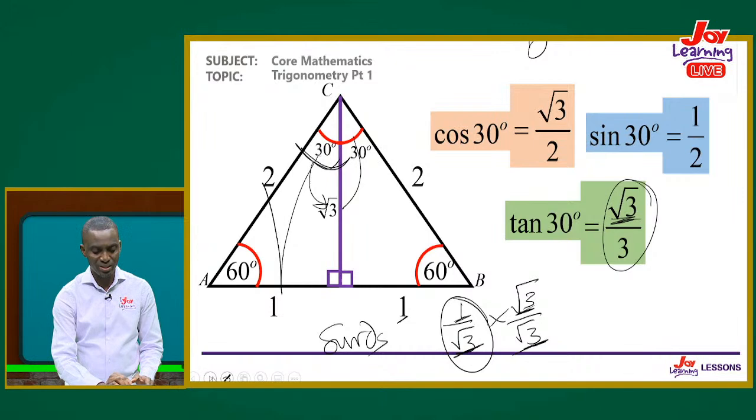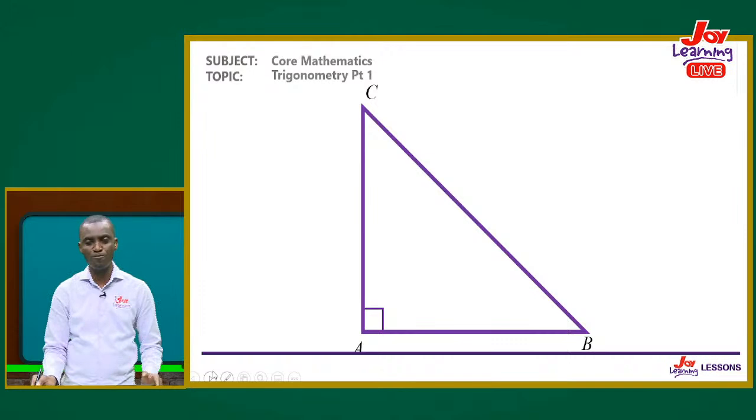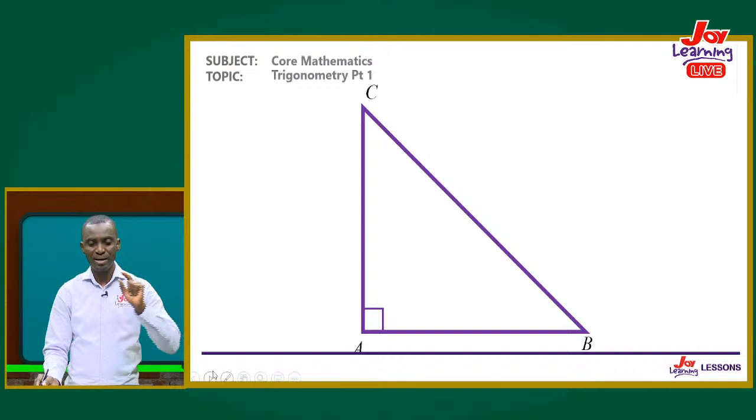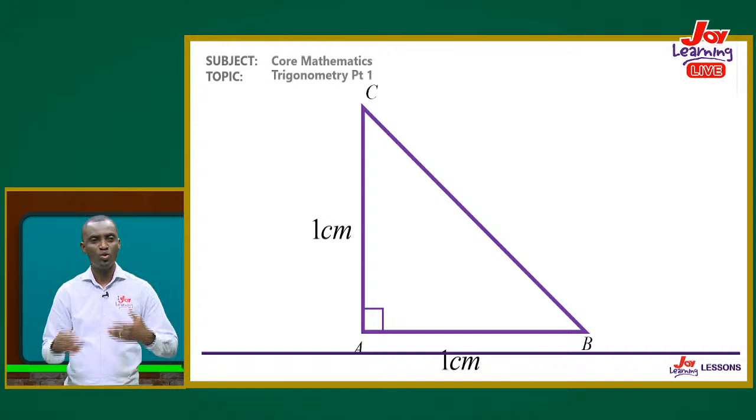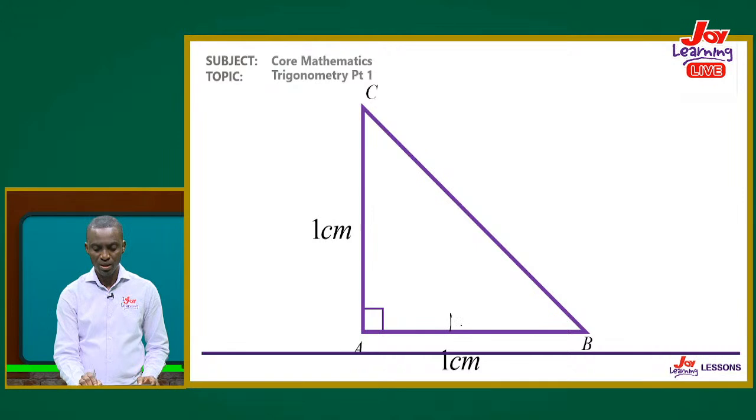How do we get 45? We want to jump into a different type of triangle, back to our right angle triangle. But this time around, we want to look at an isosceles right angle triangle. I think it's not a strange word to you. That means that two sides of the right angle triangle are equal. So let's assume that each of the sides that are equal is 1 centimeter. You can try it for 2 centimeters, or 5 centimeters each. It's okay.